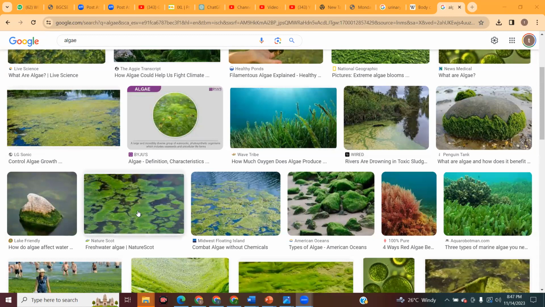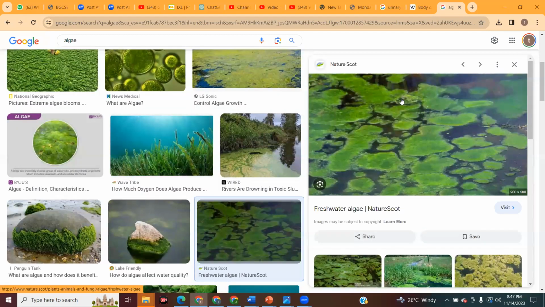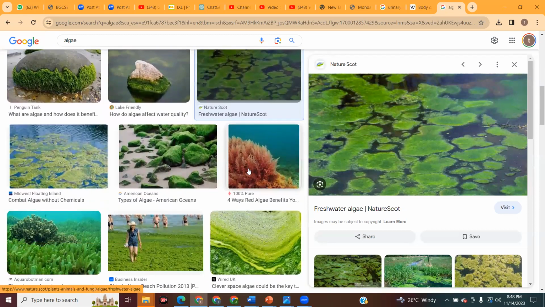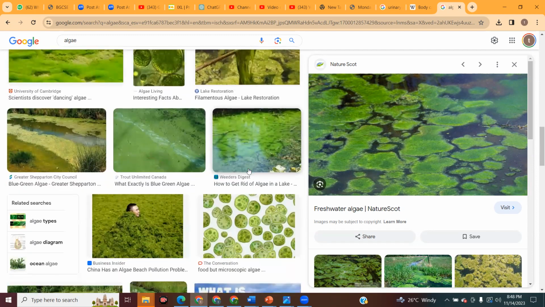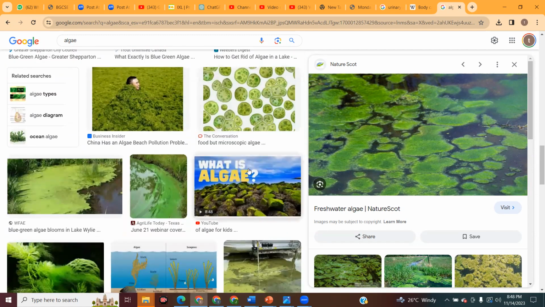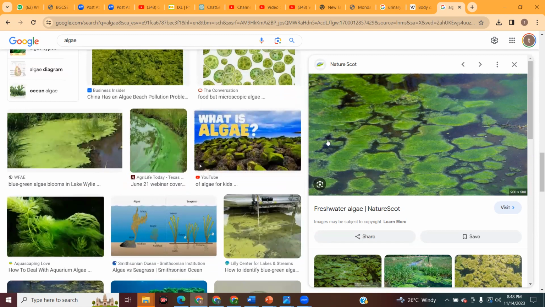All right. So it's a perfect example of algae. Has anyone ever seen this in real life? Algae. Yes, sir. Ever wonder what that green stuff is? Yeah, it's algae. And it's actually a plant.